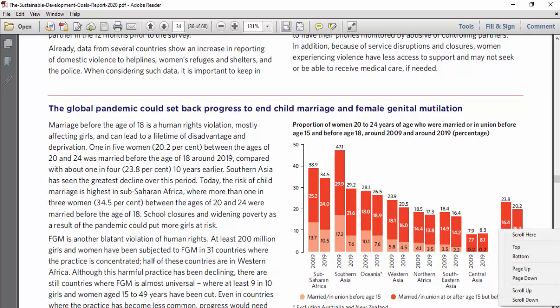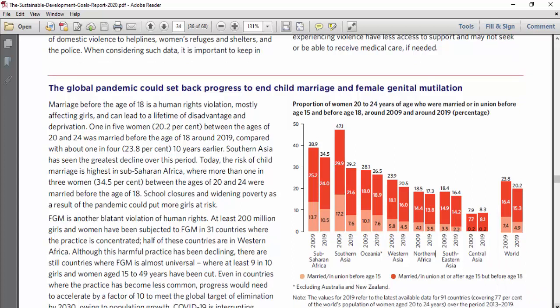Okay, so it says the global pandemic could set back progress to end child marriage and female genital mutilation. Marriage before the age of 18 is a human rights violation, mostly affecting girls, and can lead to a lifetime of disadvantage and deprivation. Okay, so let's pause there. You know what, guys? Many of the countries around the world are aligned to these human rights issues. But what I always ask myself is, why aren't the governments doing anything? Think about it. I don't know.